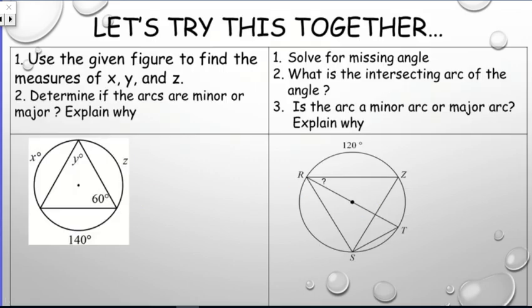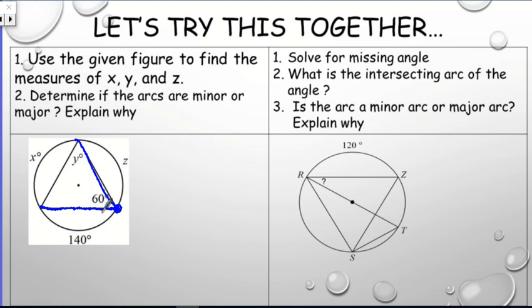Alright, so let's keep this going. This first question says, use the given figure to find the measures of X, Y, and Z. And then the second question says, determine if the arcs are minor or major. So here I am going to do some investigation. If I notice here in blue, this is an inscribed angle because the vertex of the angle is on the circumference of the circle.